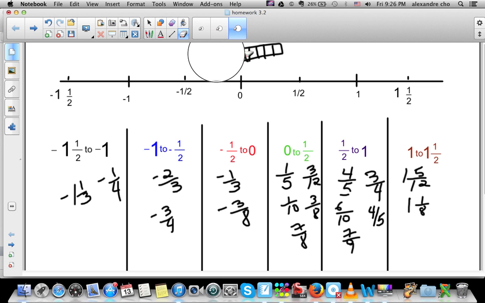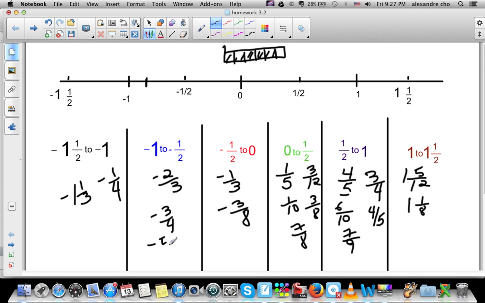Negative 5/6. Again, here's something cut into 6 pieces. 1, 2, 3, 4, 5, 6, and you took 1, 2, 3, 4, 5. You can tell that's more than a half, but still less than 1. So again, the only thing is that it's on the negative side. So here's the half, a little bit more than half, but less than 1, so around there. Okay, so that would be negative 5/6.